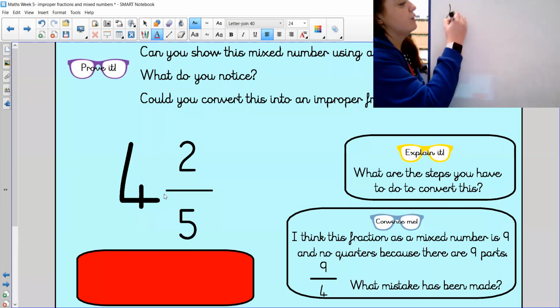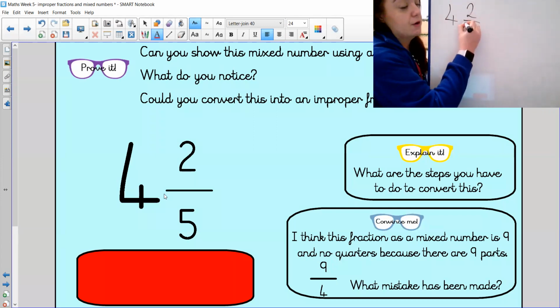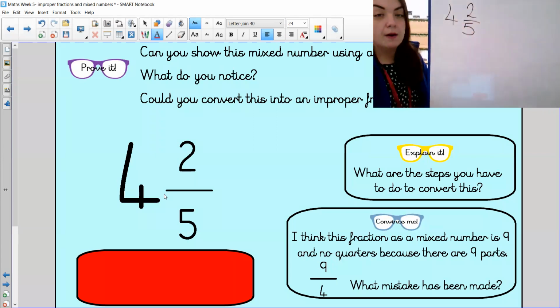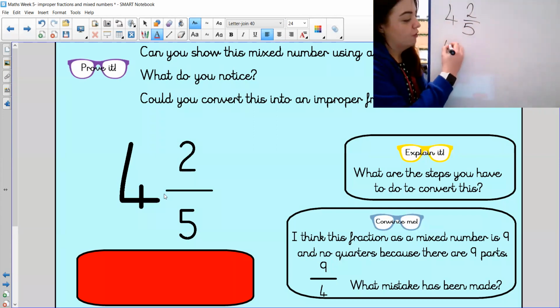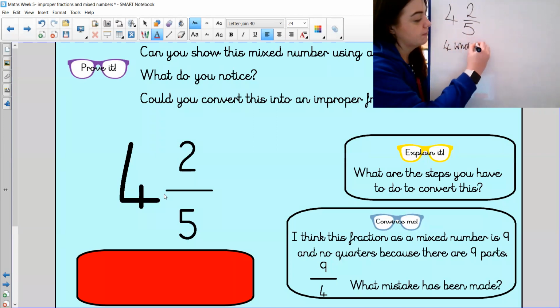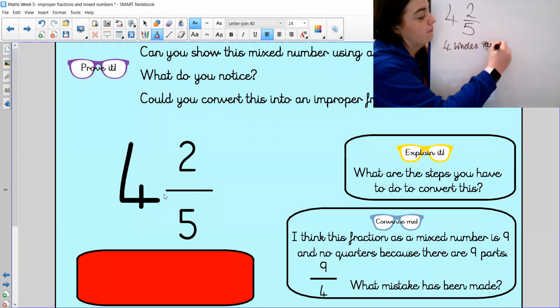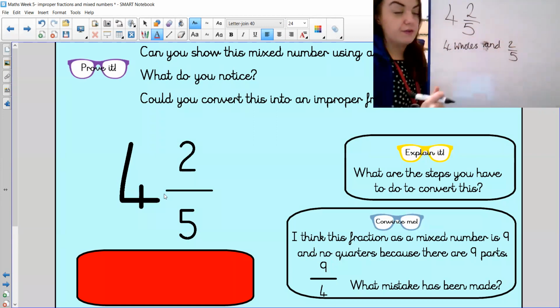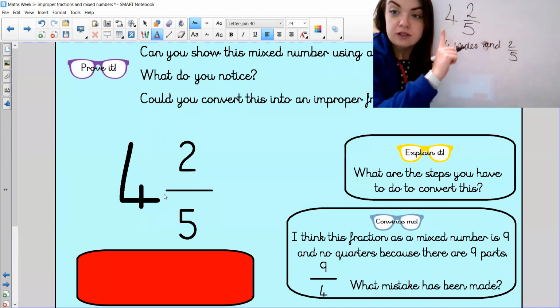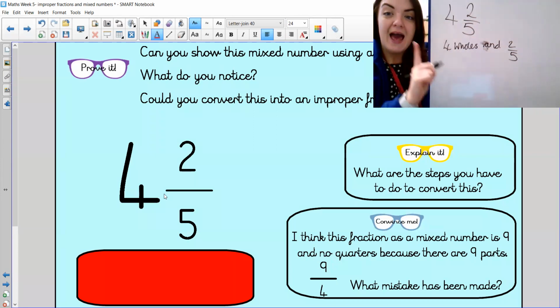Okay, so the first thing I'm going to do is I'm going to write that mixed number on my board. Now this mixed number is actually telling me I've got 4 wholes and 2 fifths. Now which part of this number is going to tell me how many parts make up my whole?